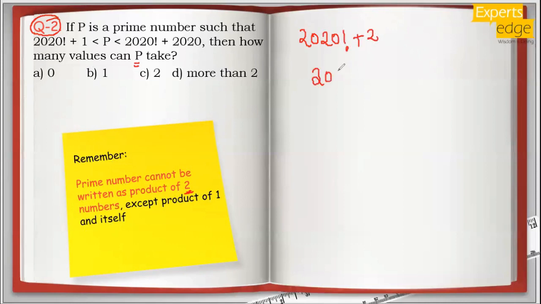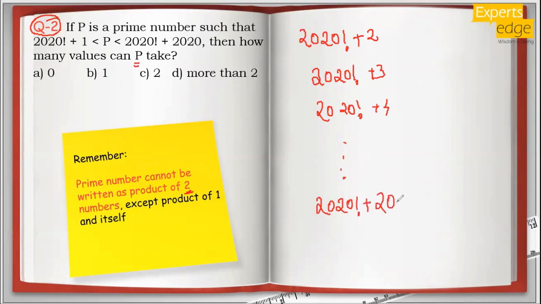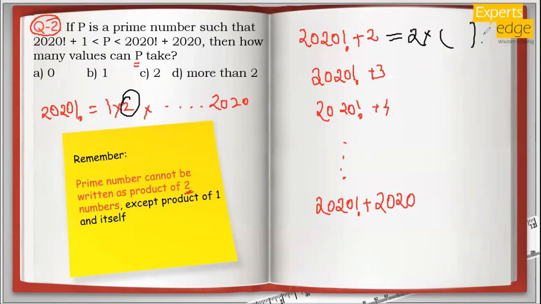Then the next number will be 2020 factorial plus 3. The next number will be 2020 factorial plus 4. And the last number will be 2020 factorial plus 2020, right? I hope everyone knows the meaning of factorial. That means 2020 factorial is nothing but the product of all numbers till 2020. So can the first be a prime number? No, because in 2020 factorial I have 2, so I can take 2 common out. So this will be 2 into some number, whatever that number might be, but I've broken it into 2 parts. So for sure this cannot be a prime number.